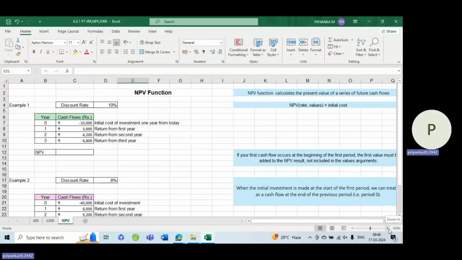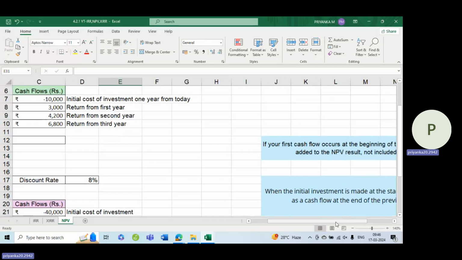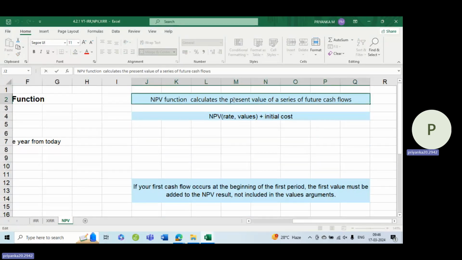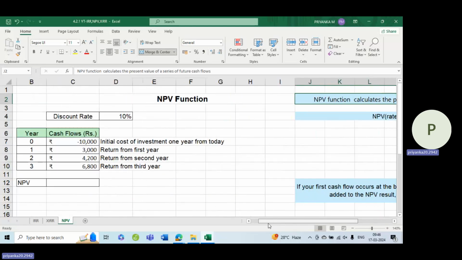Now let us move on to the next function, which is net present value. This is the last function we'll be seeing in this session. What is the net present value function? It calculates the present value of a series of future cash flows. If we have a series of future cash flows, what will be their present value in total? That is what net present value is. We will see it in detail later.